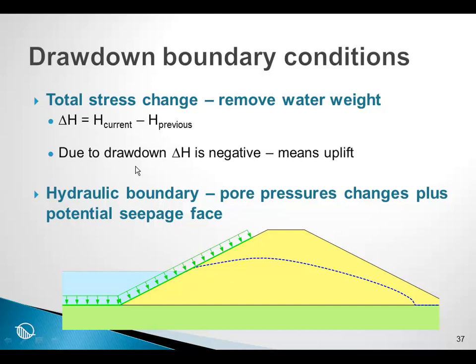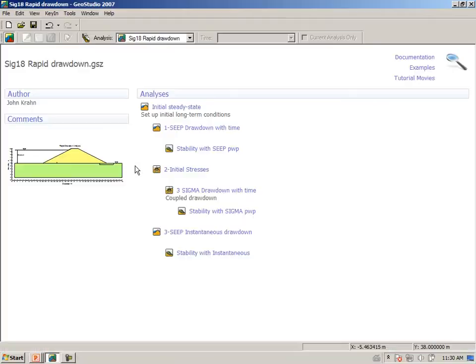Going then to GeoStudio and opening up SIG 18. This is the analysis tree in this file, and we will start with an initial steady state condition which establishes the pore pressure under long-term steady state conditions. And then in the file we have a SEEP alone analysis and then a SEEP instantaneous analysis, but we want to concentrate here on the coupled SIGMA analysis to simulate the rapid drawdown.